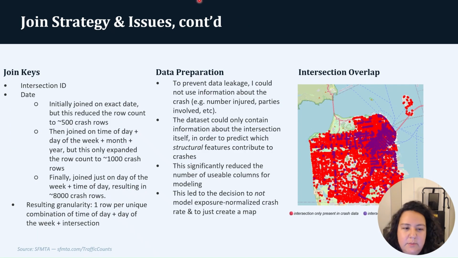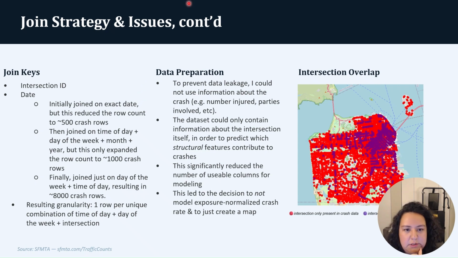I want to get into the mechanics of how I connected the 2 data sets and the challenges that ultimately shaped the rest of the project and the direction I went in. My join keys were intersection ID and date. Initially I joined on exact date, which is ideal, but there were so few dates covered by the traffic volume dataset that this reduced the row count to just 500 crash rows, which is not enough for predictive modeling.